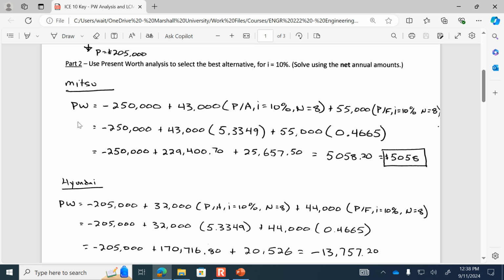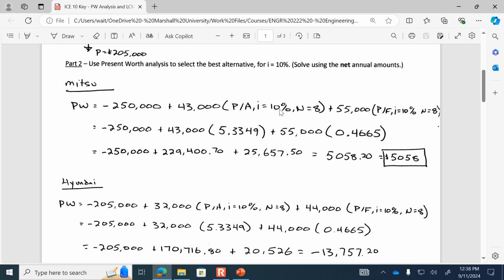I'll leave this up on the screen for a few minutes in case you want to check what you did. Basically what I'm showing is the sum of the present worths is the initial cost plus the present value of the net revenue and then the present value of that single lump sum salvage value. So 43,000 times whatever the factor is for find P given A at 10%, n equals 8.